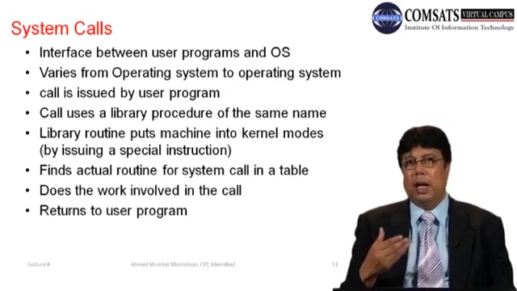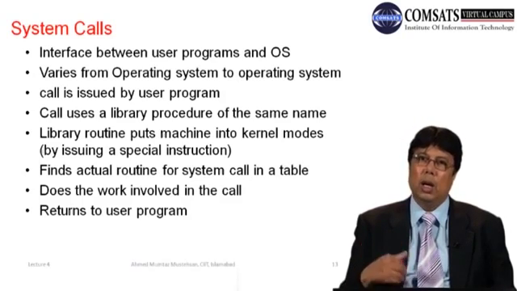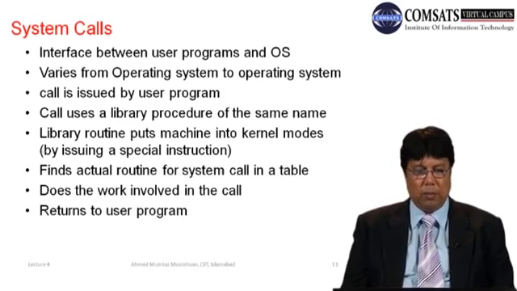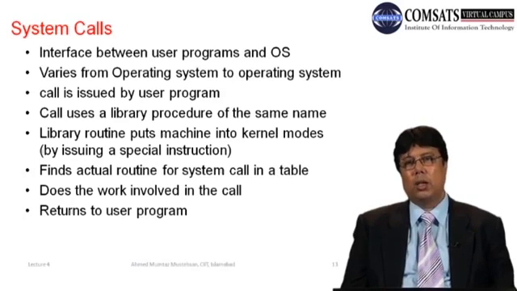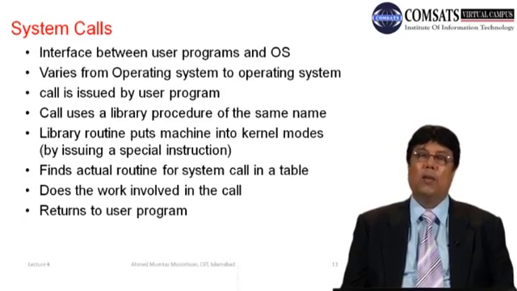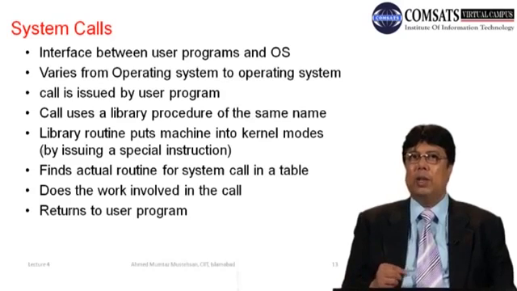तो आपकी इंस्ट्रक्शन पहले जाएगी लाइब्रेरी प्रोसीजर्स के अंदर, फ्रॉम लाइब्रेरी प्रोसीजर it will go to the kernel mode. So library routine puts the machine into the kernel mode by issuing these special instructions, finds actual routine for system call in a table. Once the control is transferred into the kernel mode, वहां पर आपके पास एक special infrastructure है, special table है जिसका मैंने जिक्र किया था, that contains the address of each and every service.